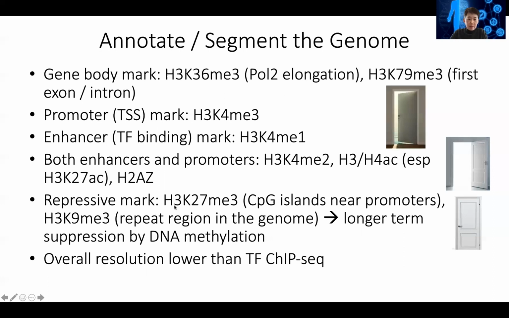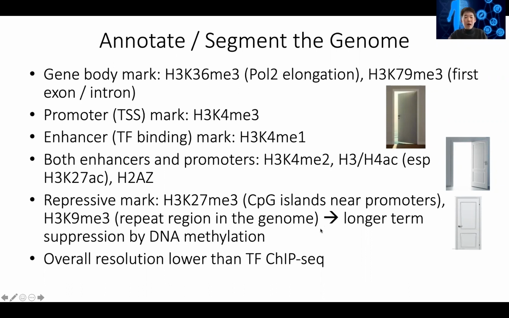There are also repressive marks in the genome. For example, K27 trimethylation. You can see in a lot of cells that it binds to the CpG islands near the promoters. This especially happens during stem cell differentiation. That indicates this door is inaccessible, is closed. And also H3K9 trimethylation. This happens in the repeat regions of the genome, which is probably half of the genome. And in the initial stage, when the region needs to be silenced, it will use K9 trimethylation.